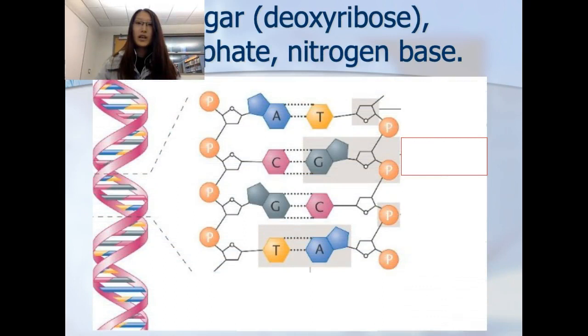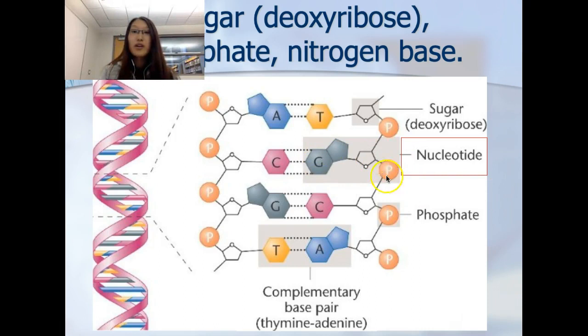Again, we have one nucleotide: sugar, phosphate, base. The bases are facing each other, A, T, C, and G. Complementary base pair. If I were to ask you to circle one complementary base pair, you can either circle this entire thing, or if I'm only asking about the bases themselves, these are the bases: A and T, or C and G.